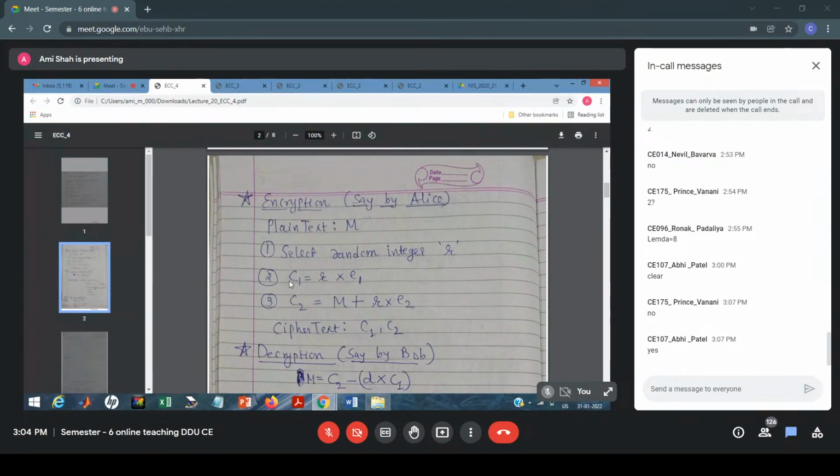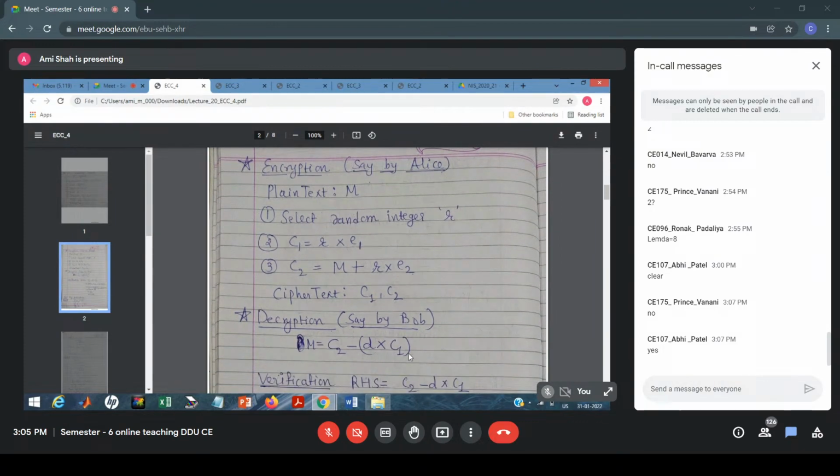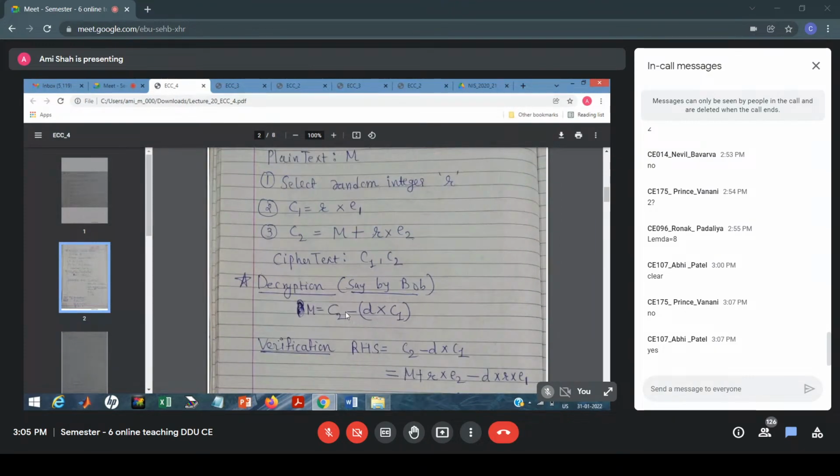Here, like in the ElGamal cryptosystem, two ciphertexts are generated. In the same way here, for ciphertext 1 you use the equation C1 equals R into E1, and C2 equals M plus R into E2. By using these equations, the two ciphertexts C1 and C2 are generated. Once they are generated, they are sent to Bob, right?